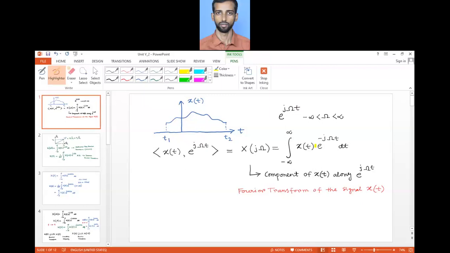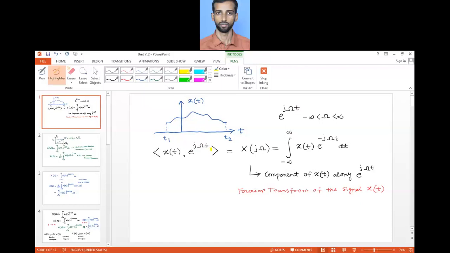Anyway, in that case, we have to consider the integration instead of summation, and that value, the integration from minus to plus infinity of x of t e to the power minus j omega t dt, gives us the inner product between the signal x of t and this complex rotating phasor e to the power j omega t, and that value is equal to X of j omega. So what is that X of j omega? This is the component of x of t along this complex rotating phasor e to the power j omega t. So that is derived from the notion of the vector space representation. And mathematically now we can give a name to it, and that particular name is the Fourier transformation of the signal x of t.